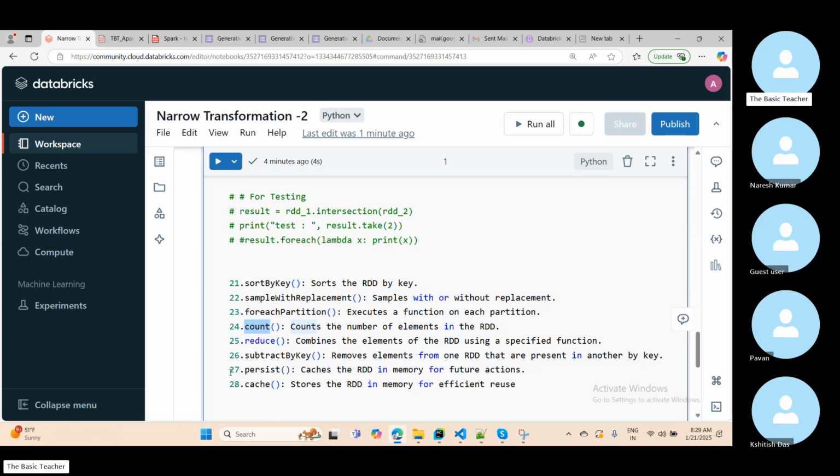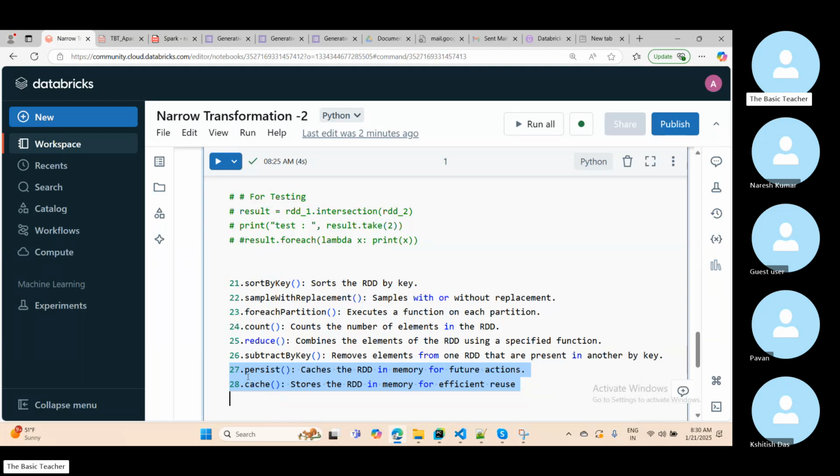Then persist and cache. Like repartition and coalesce, which we discussed, this is also one of the most asked topics in interviews, persist and cache, and it is a major part of optimizations as well. How is this going to help you?